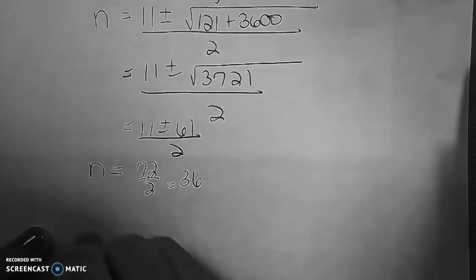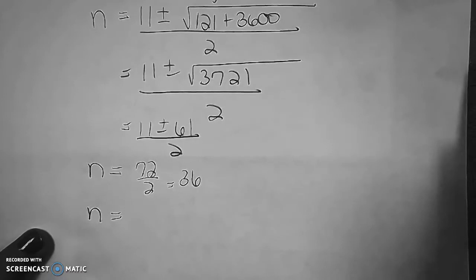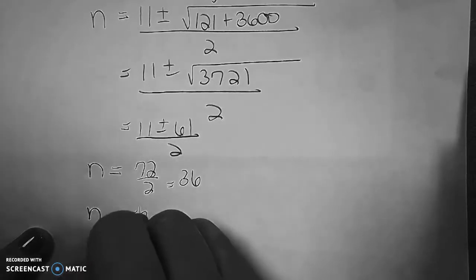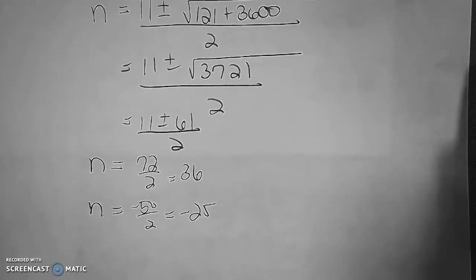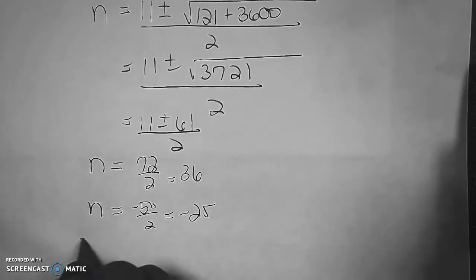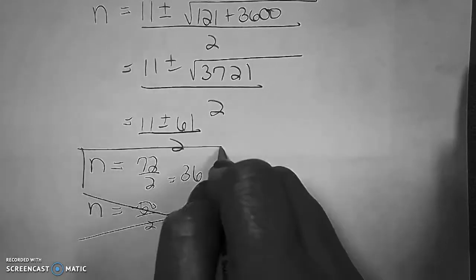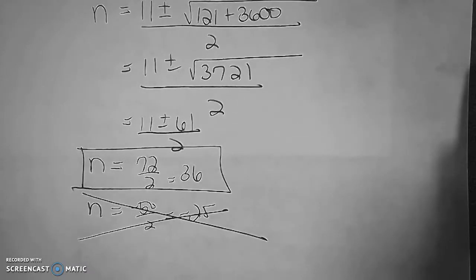So that's a value for n that I've gotten out. 11 minus 61 is negative 50. Divide that by 2 is negative 25. Here's the thing. Think about where you're finding n. N is a number of terms. We cannot have negative 25 terms. So this answer does not apply. So therefore, it takes 36 terms of this sequence to have a sum of 300. So the answer there is 36.